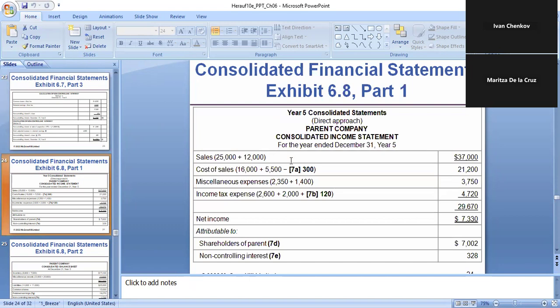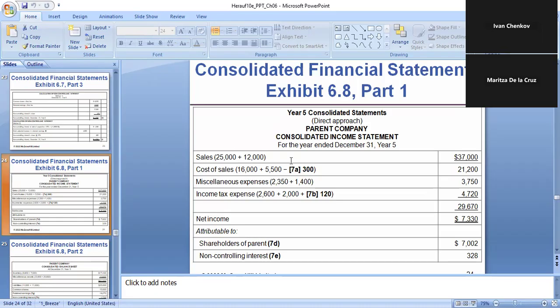Then we're going to start the consolidated income statement using the direct approach. In this case, since we sold, the inventory is already gone. That means sales are the sales of both companies, parent and subsidiary. Cost of goods sold, now we have to reduce it by the 300, which we were holding last year, but now we're just releasing it. So the 300 reduction of the cost of goods sold, and the income tax effect, we have to eliminate the 120, which we deducted the previous year. And we're going to see how much is the net income.